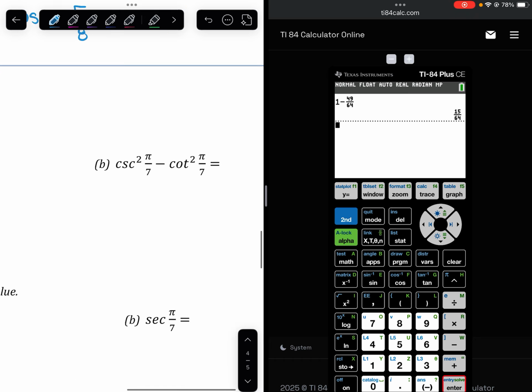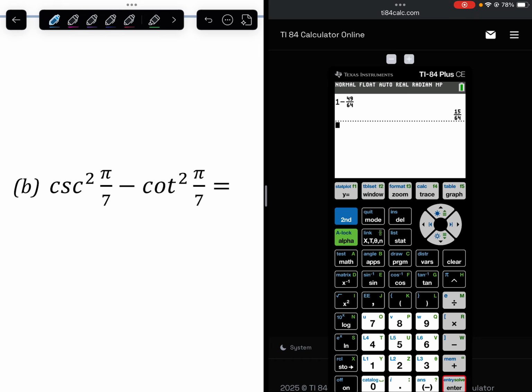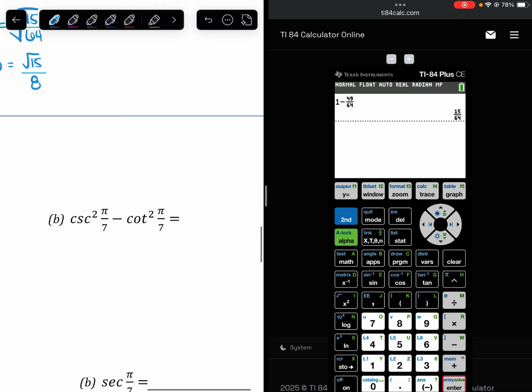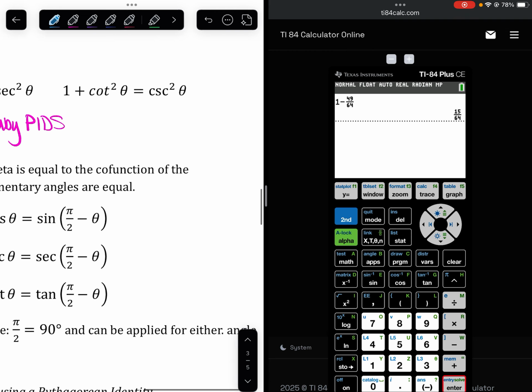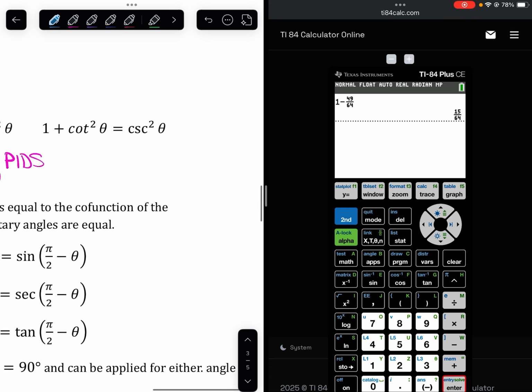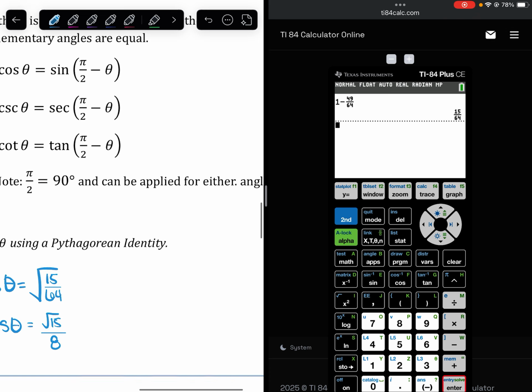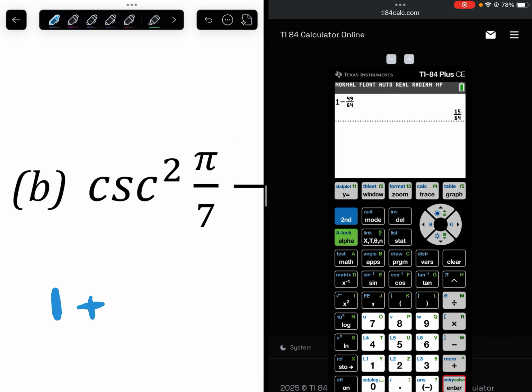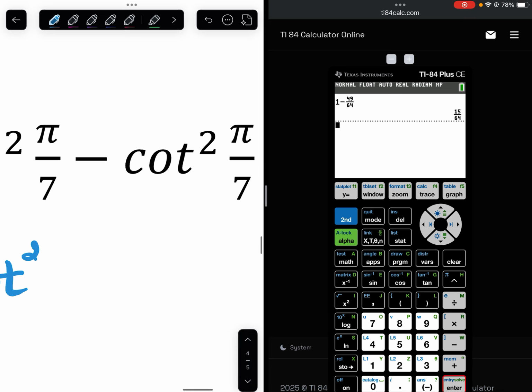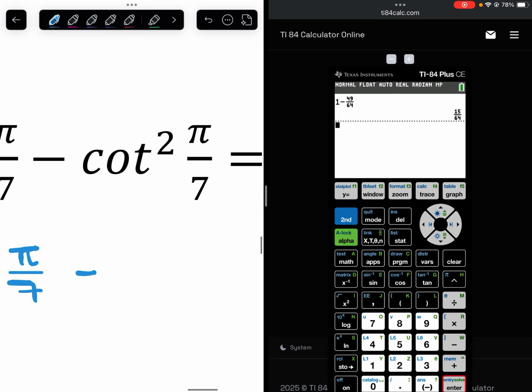For B, cosecant squared minus cotangent squared. Anytime you see squared, that's a red flag. That is one of your Pythagorean identities. And on those identities, they can be algebraically manipulated in any way you'd like to. So if I come back up here to my PIDs, I know that cosecant squared is 1 plus cotangent squared. So cosecant squared of pi sevenths is, I'm going to use baby PID, 1 plus cotangent squared of the same angle, pi sevenths. And then I just carry down the rest of the problem.